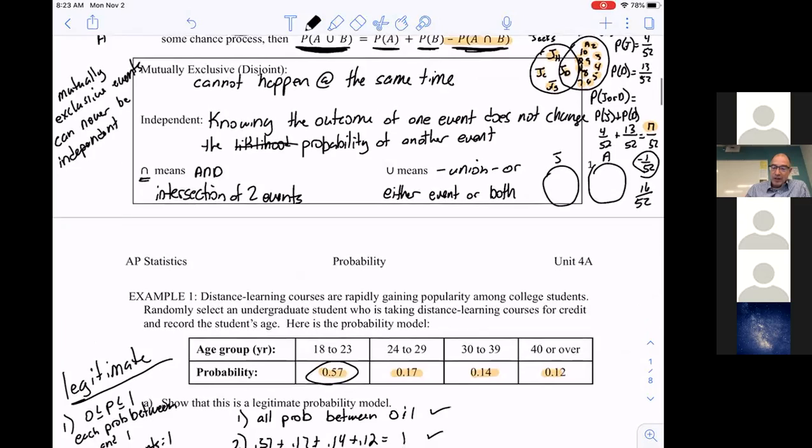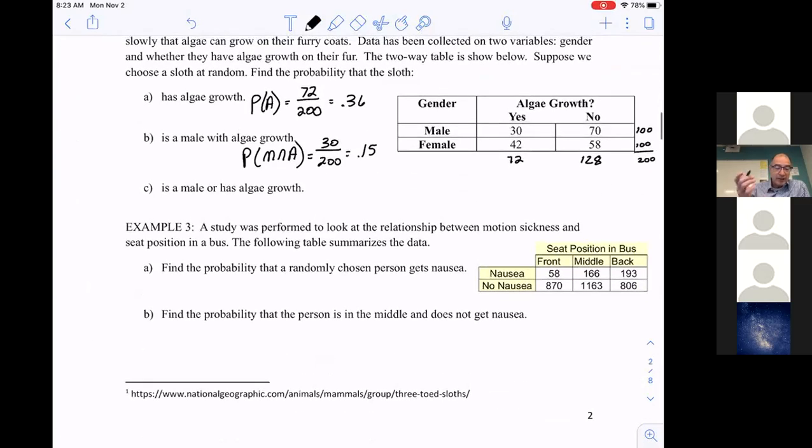So with all of that said, back to males or algae growth. Let's talk about how that looks notation-wise. It's one of those things where I like the notation, but this is where I think the notation becomes cumbersome, but we'll do it. I'm going to have male or, so that's where we get that union sign, algae. Using my general addition rule, this is the probability of being male plus the probability of having algae minus the likelihood of both male and algae. So that's what the notation looks like.